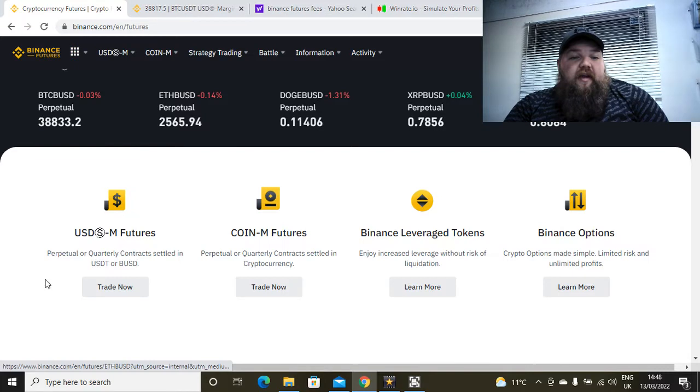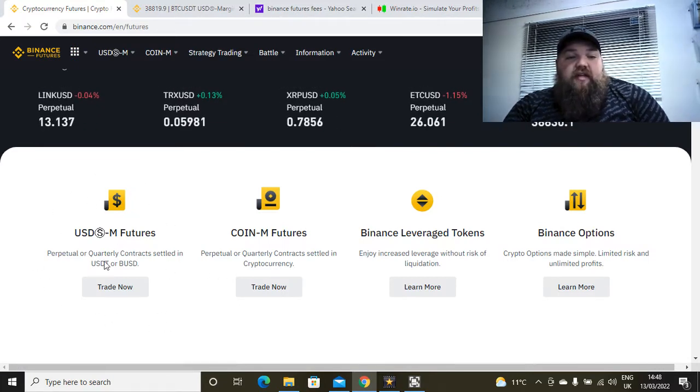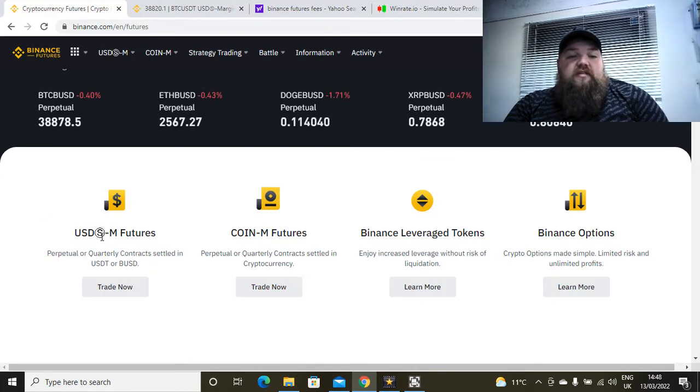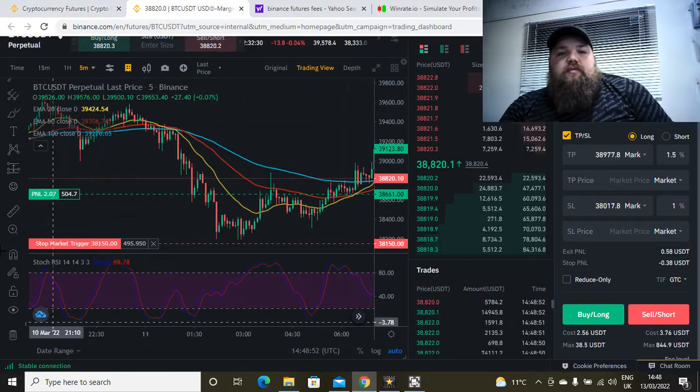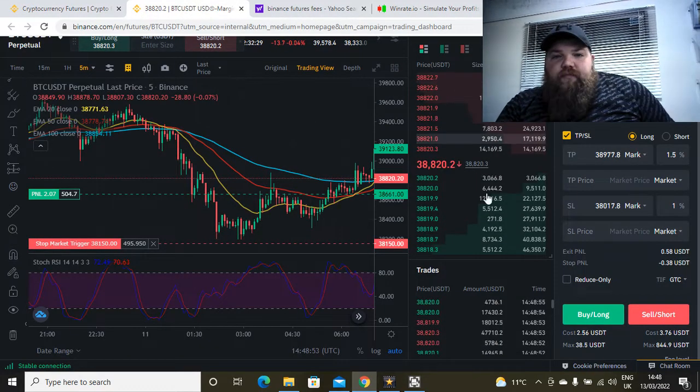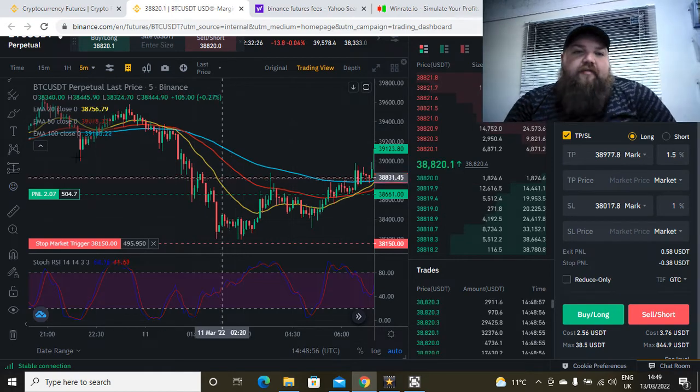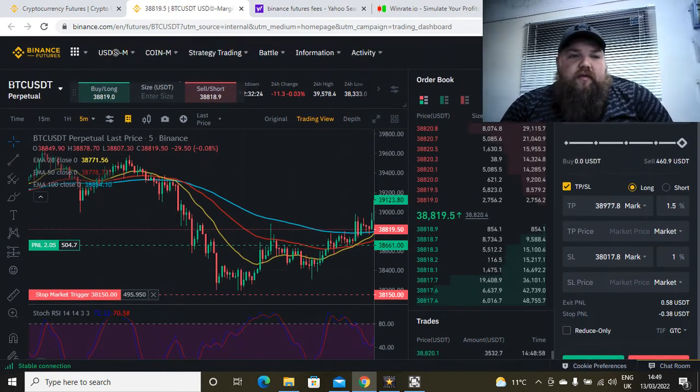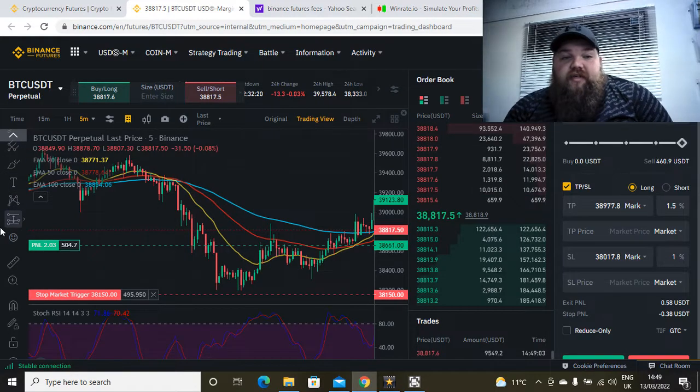It's very handy. So what you're going to need then is to put some USDT onto that account, and then we're going to be able to trade USDS-M futures. When you hit trade now, something like this will pop up. So you'll have your order book, you'll have your graph, you'll have BTC, USDT. That's what we're going to be trading because that's what you have on account.